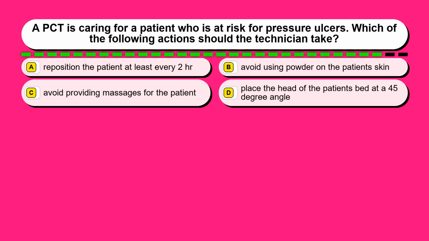Question 43. A PCT is caring for a patient who is at risk for pressure ulcers. Which of the following actions should the technician take? Option A, reposition the patient at least every 2 hours. Option B, avoid using powder on the patient's skin. Option C, avoid providing massages for the patient. Option D, place the head of the patient's bed at a 45-degree angle.